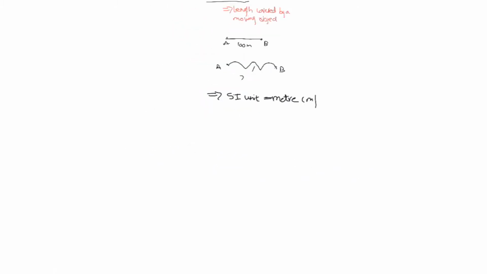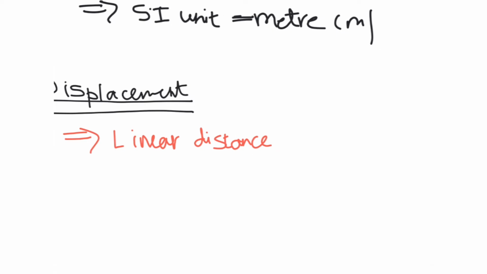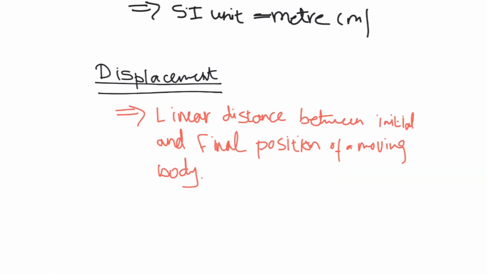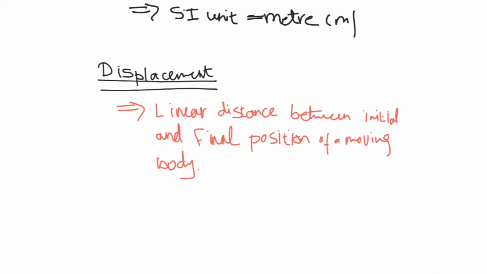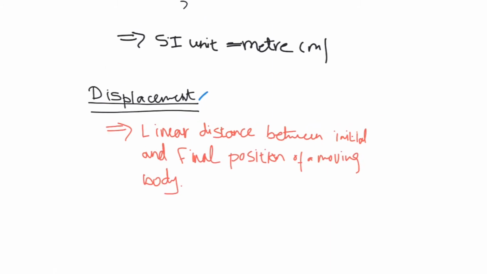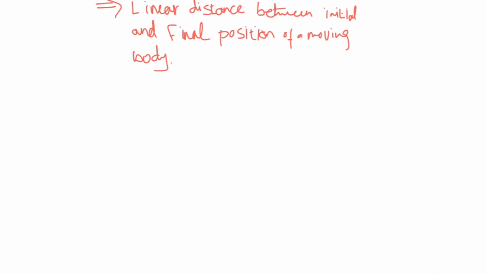And this brings us to the next quantity, which is displacement. Now, displacement is the linear distance between the initial and final position of a moving body, and it is a vector quantity. It means that it also tells about the direction of the moving body, like it has moved 500 meters north or south.